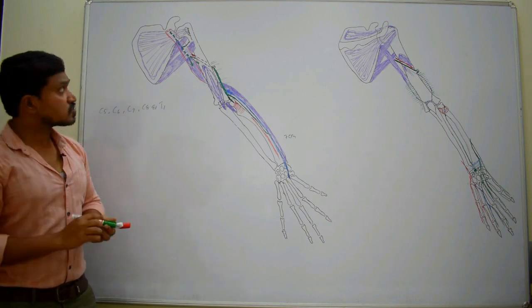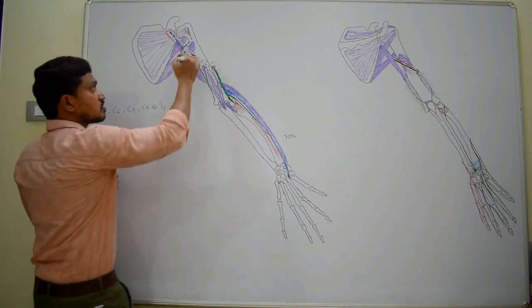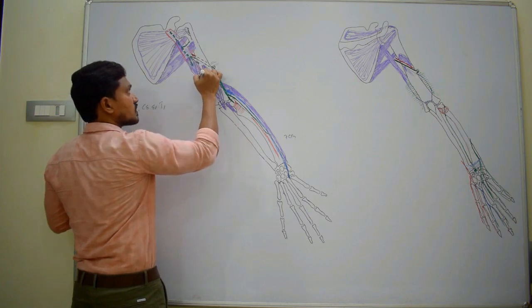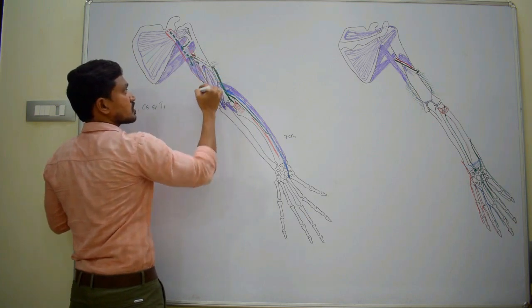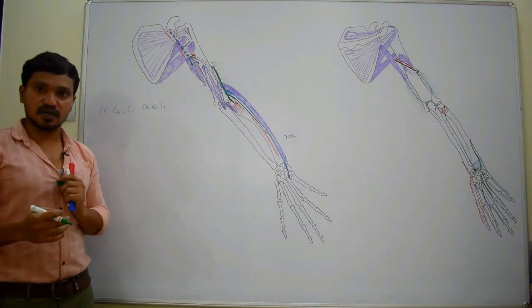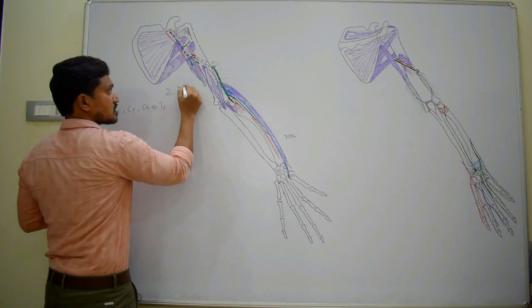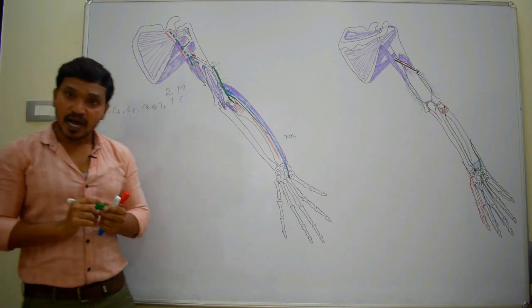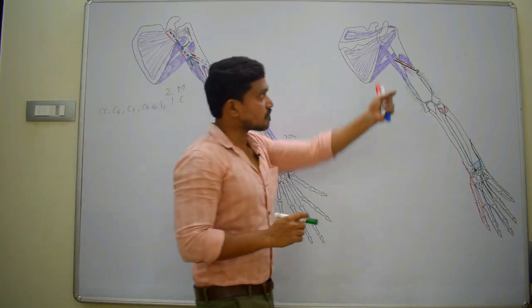Then it gives one cutaneous branch also. That cutaneous branch is the posterior cutaneous nerve of the arm. These are the three branches arising in the axilla. That means two muscular branches and one cutaneous branch. Then coming to the branches arising in the spiral groove.